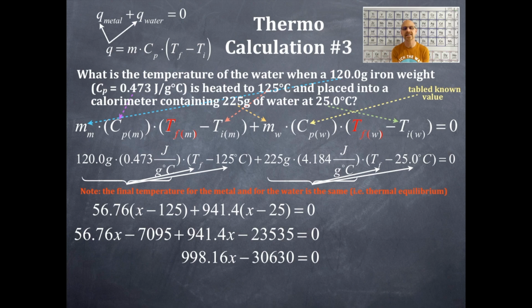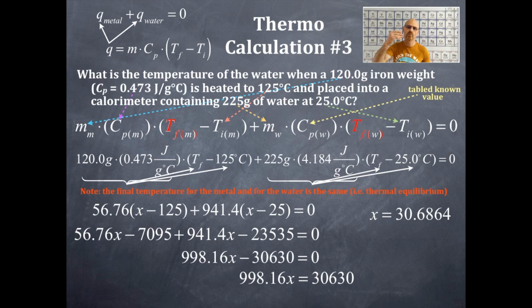What I've done is I've combined the X terms and combined the non-X terms. Now I'm going to move that non-X term to the other side. That's probably the simplest thing to do. That way you don't deal with that negative sign. So we're going to add 30,630 to both sides, and that's what I get right there. Now I have a coefficient in front of the X that is 998.16. I'm going to divide both sides by that coefficient of 998.16, and then I'm going to get this number. Okay, so X is equal to 30.6864.